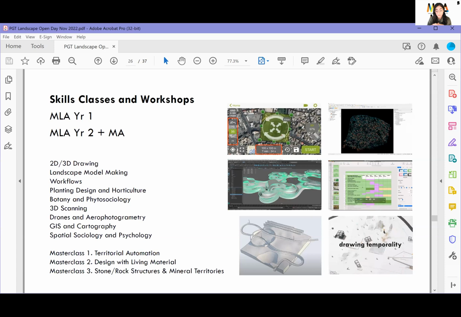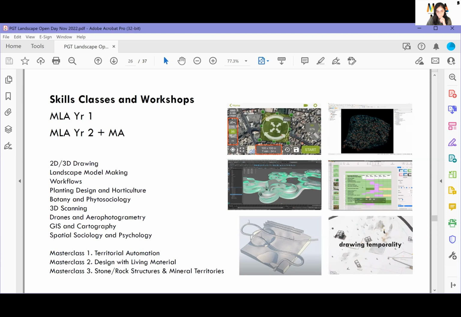So beginning with things like 2D and 3D drawing and building up to different workflows, more specialist techniques such as 3D scanning or GIS, and then very specifically with some of these masterclasses, such as how to work with stone and rock structures, mineral territories. So there's lots of different analog and digital skills there for you to absorb and then choose how to apply those within your design projects.